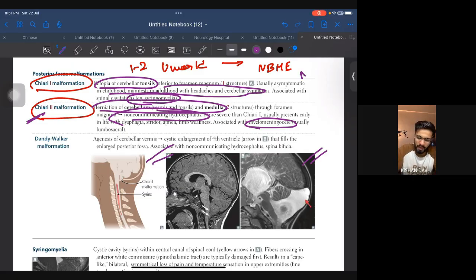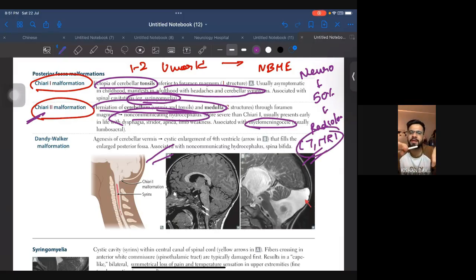In neuro, 50% of questions will be solved if your radiology knowledge is good. It can be CT, it can be MRI. 50%. If you just look at the image and are able to think, yes, I know the answer, there is no need to look at the question. So the more images you see, the better it will be. And Marrow Medical, this is the resource.